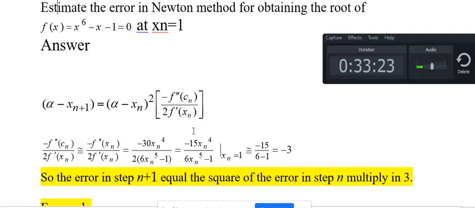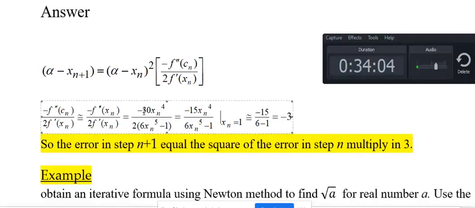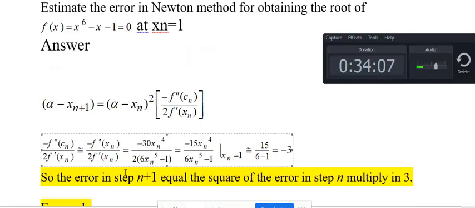So this means that alpha minus xn plus 1, which is the error at step n plus 1, equals the square of the error, alpha minus xn all squared, the square of the error in step n, multiplied by 3. Not negative 3? We have the absolute value here. We take the absolute value, because when we measure the error, we use the absolute value. Okay, this is the answer. Estimate the error: the error at step n plus 1 is equal to the square of the error at step n multiplied by 3.